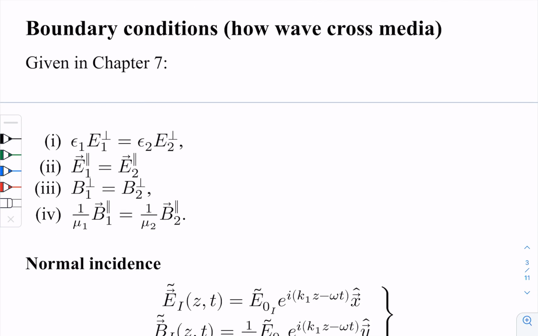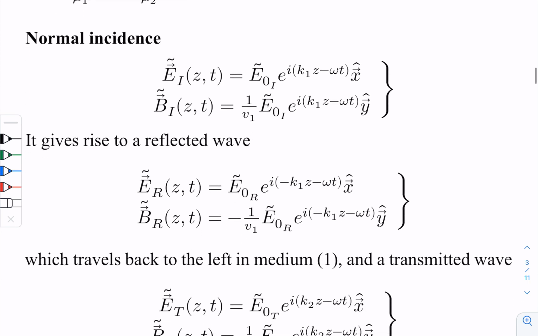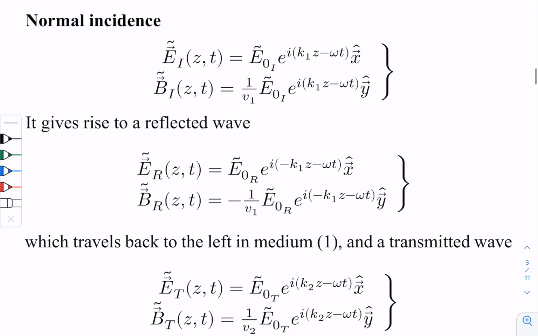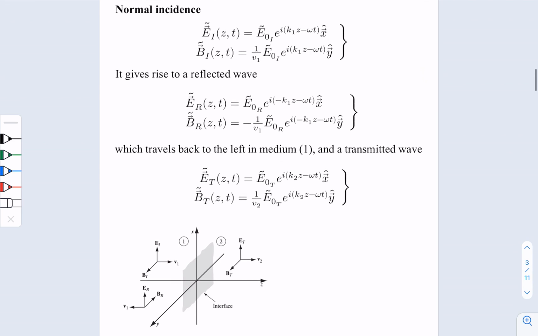Now we try to see how waves cross this media, and that is we simply apply the boundary conditions and try to match that with our solutions. So the boundary condition is exactly what we get from chapter 7, and for simplicity, we start with a normal incidence. So we can write down the incident light here.